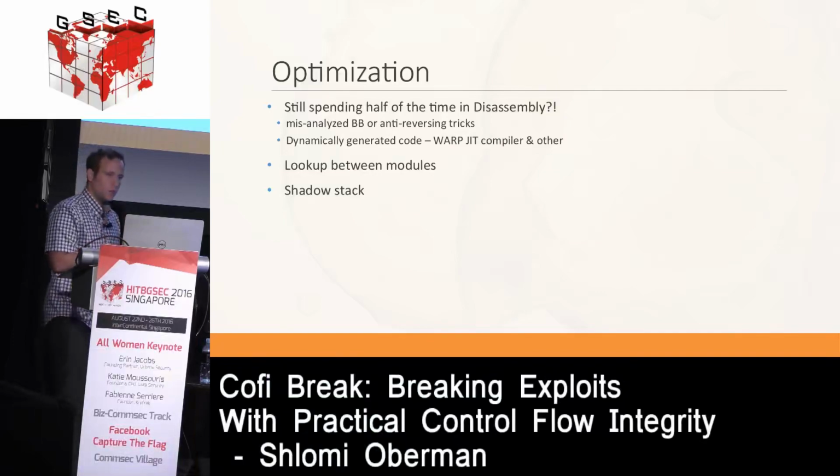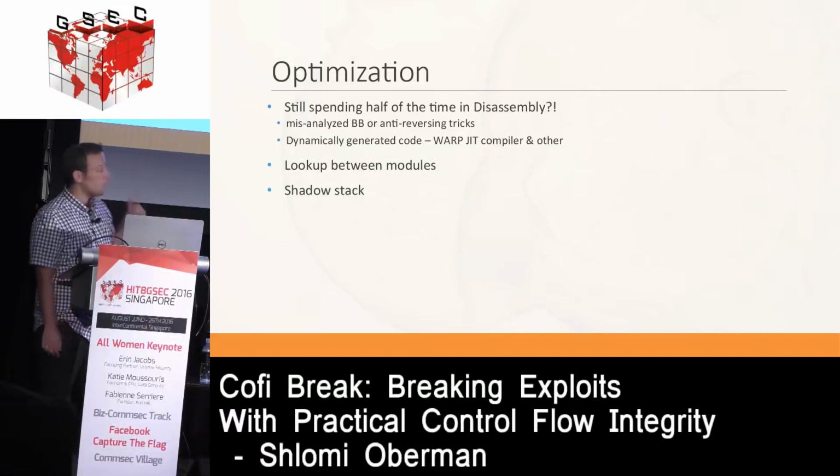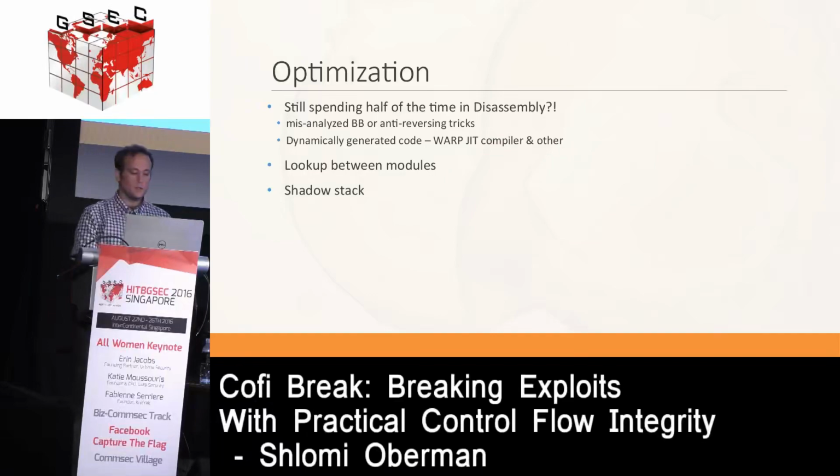But then I looked at what we're still spending time with. So still a lot of time in disassembly, quite a lot of time on the lookup between models and the shadow stack. These are all taking up quite a lot of time. Disassembly because of misanalyzed basic blocks, but also because of some dynamically generated code. I was working on Adobe PDF files, PowerPoint, and the entire Office suite. They used some dynamically generated code for graphics, called the Warp just-in-time compiler, and this obviously was not pre-analyzed.